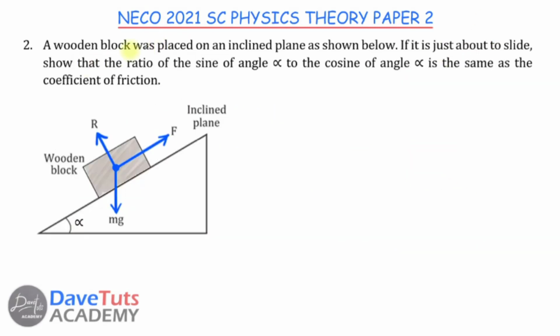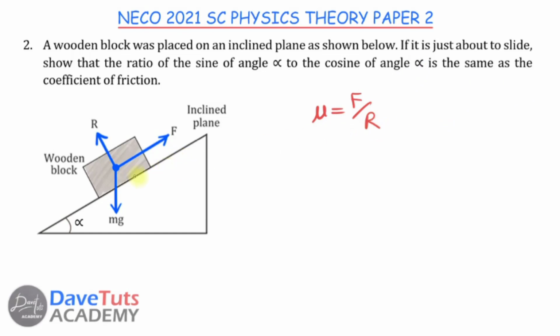Okay, in this question on friction, we are told that a wooden block was placed on an inclined plane as shown below. So this is a wooden block that is placed on this inclined plane. Okay, now if it is just about to slide, we have to show that the ratio of the sine of angle phi to the cosine of angle phi is the same as the coefficient of friction. All right, now if we want to just prove that, we know that normally the coefficient of friction is the force over the reaction that is being experienced on that particular wooden block.